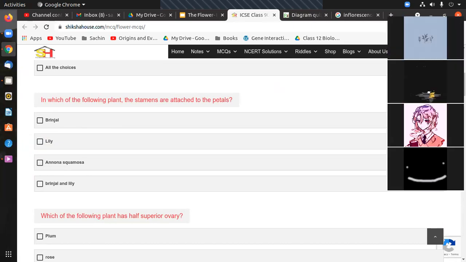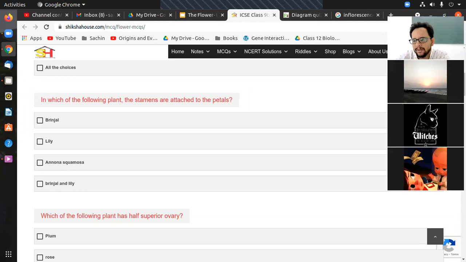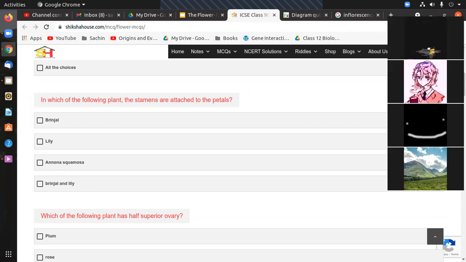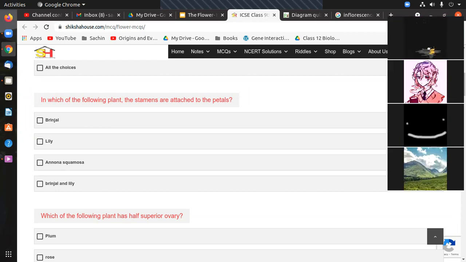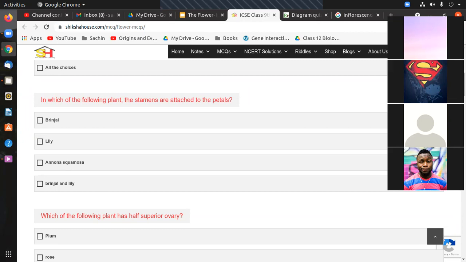Someone has raised a hand. Who is it? Yes, Shrihita. I think it's brinjal only because I remember seeing the green thing at the bottom, the sepals. Okay, brinjal. What do you think? It's lily. If you observe the lily flower, the stamens are arising from the base of the cup-like structure, right? So they are not directly attached to the petals. So that way the answer is brinjal.